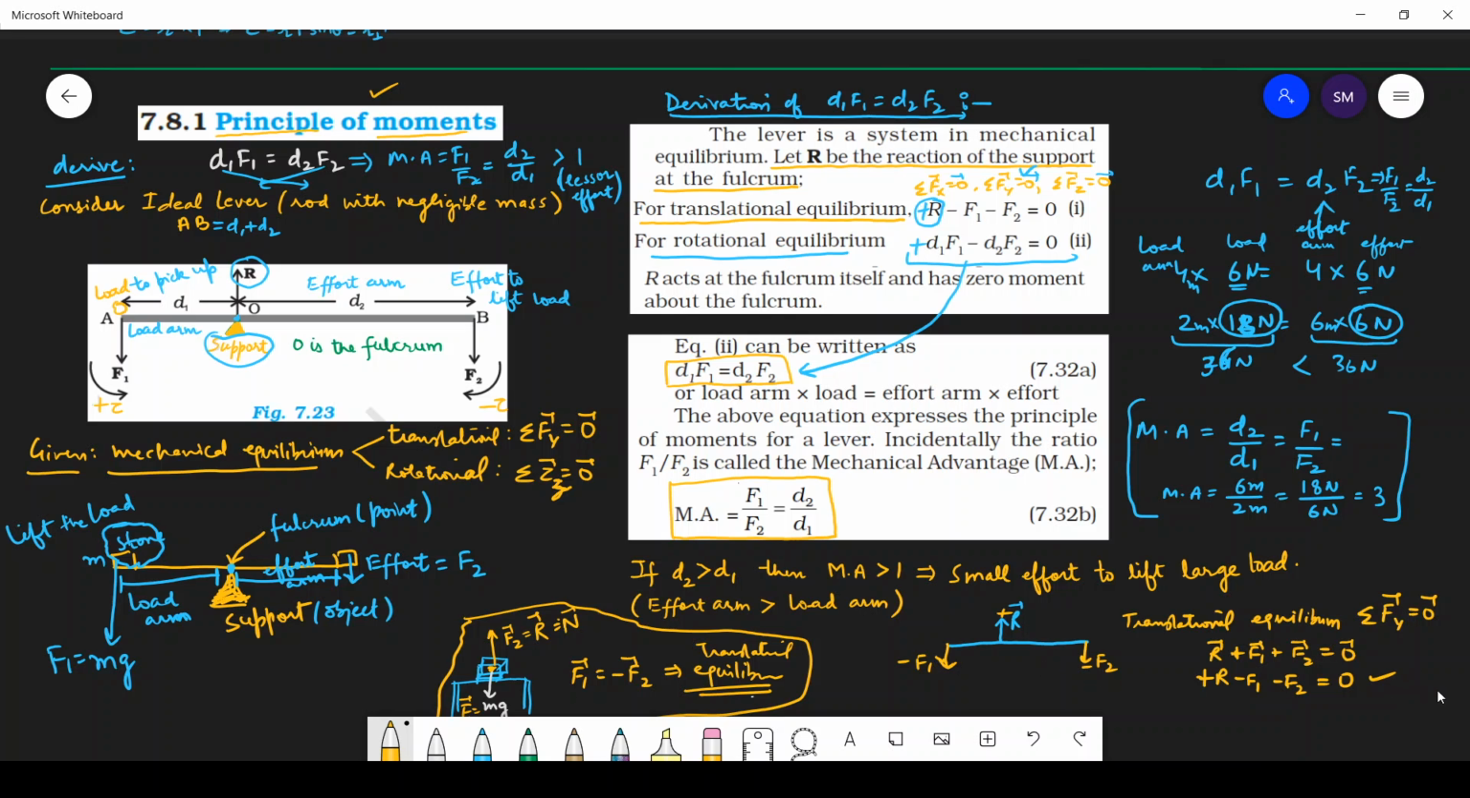Now what was your question? Will we consider the weight of the support also? No. Why? See, this support is there on the ground. This is the ground.